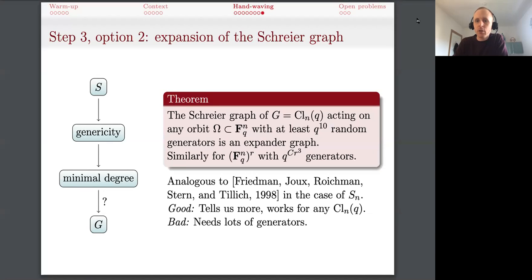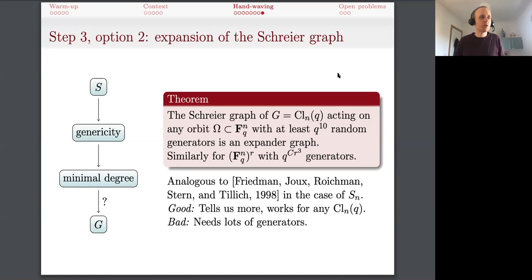Suppose you take your SL_n(q) and you act on F_q^n. You look at this Schreier graph. Then you expect this to be an expander graph. If you don't know what that means, you can just think of it as a strong form of having logarithmic diameter.